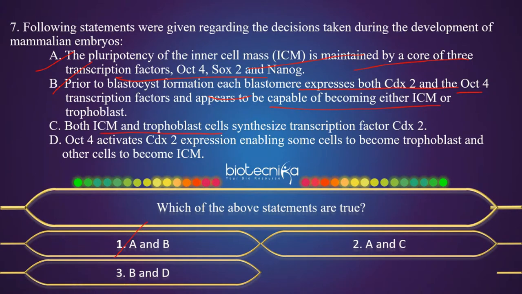Both ICM and trophoblast cells synthesize transcription factor CDX2? No, only ICM later ends up forming OCT4 and only trophoblast ends up forming CDX2. Absolutely not correct. OCT4 activates CDX2? No, CDX2 will inhibit OCT4. So wherever CDX2 is present, OCT4 cannot be present. Enabling some cells to form trophoblast? No. So A and B is the right option.